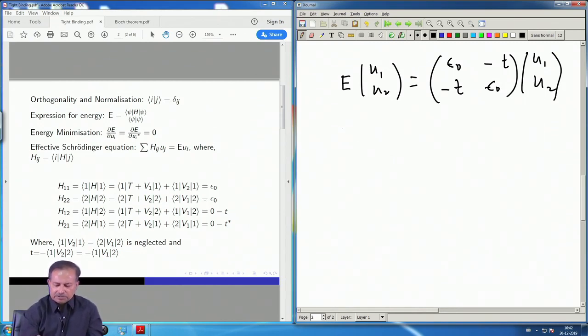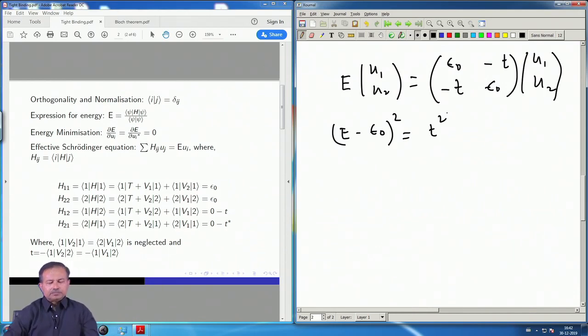So we diagonalize this: (E minus epsilon naught) squared equals T squared, right? So this matrix is basically E minus epsilon naught, and I can bring the left hand side to the right, and this will become (E minus epsilon naught) squared. So E equals epsilon naught plus or minus T. So as I said, this is the gain in energy.